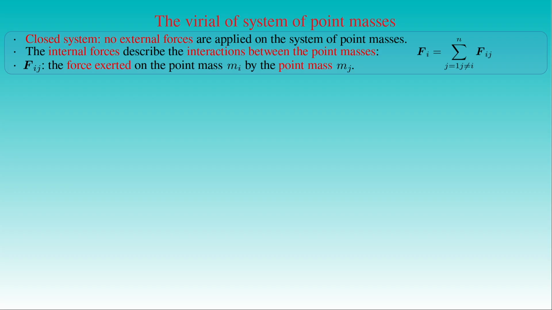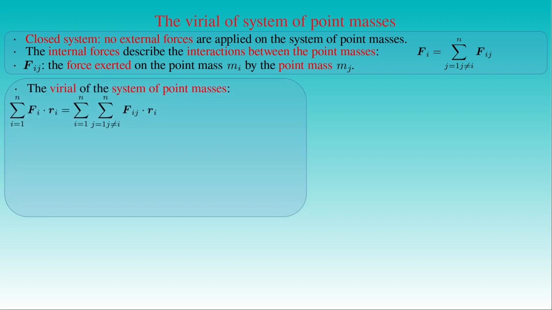The latter condition indicates that there is no self-interaction in particles, and the vector sum of these forces gives the net effect on the point mass mi by the rest of the point masses in the system. By substituting this vector sum into the force Fi in the virial of the system of point masses, we can write its sum as the sum of the dot product of the force F sub ij and the position vector Ri from i and j equal 1 to n, where i is not equal to j.